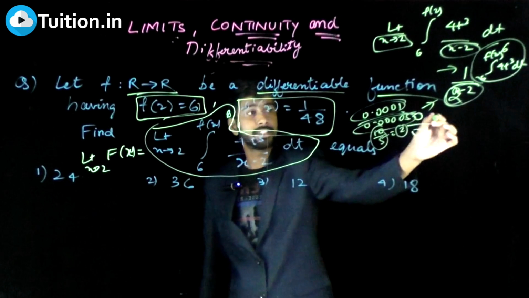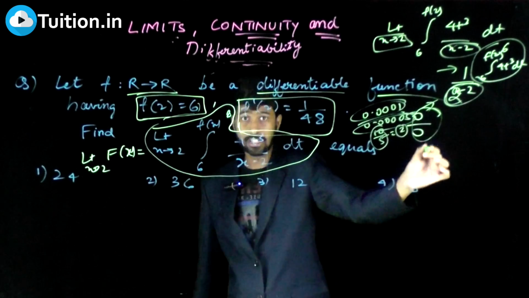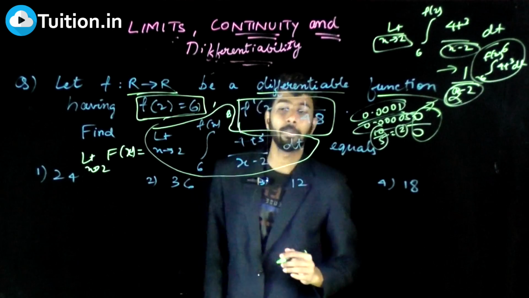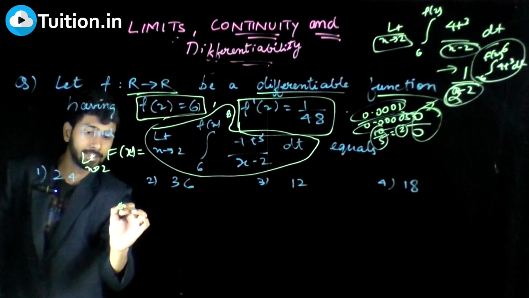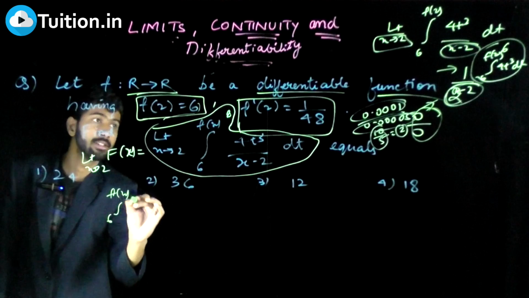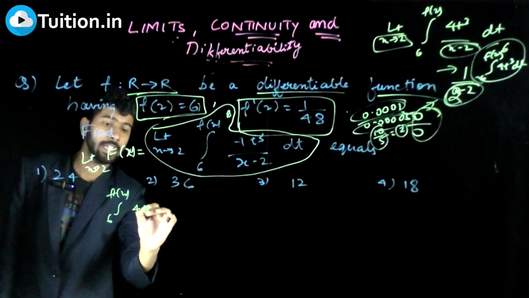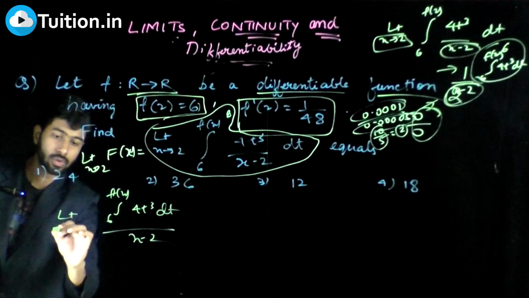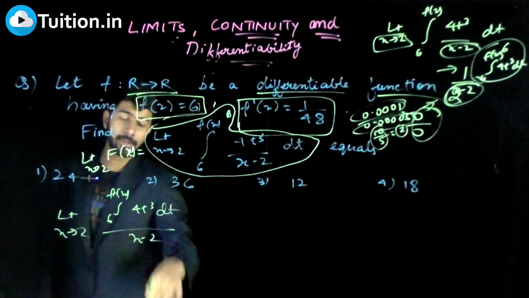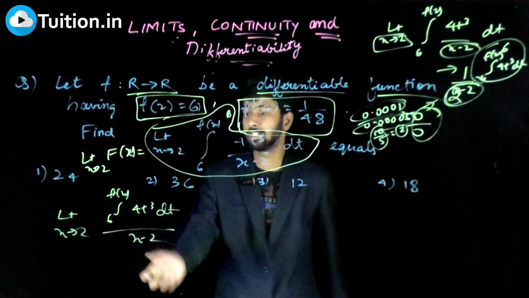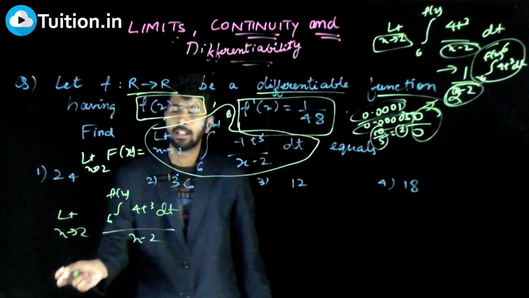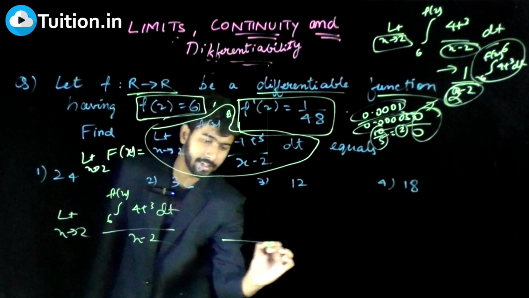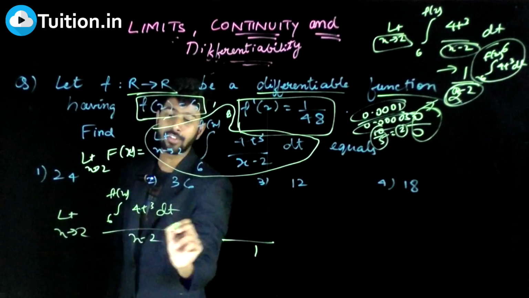So whenever it takes a 0 by 0 form, when it's not exactly 0 by 0, but it takes a 0 by 0 form, I can apply L'Hopital's rule. So L'Hopital's rule says that I have this as my numerator, integral f of x 4t cube dt divided by x minus 2, limit x tends to 2. And when I put 2, it's taking a 0 by 0 form. So I differentiate this. Differentiation of this is very, very simple. It's simply 1.